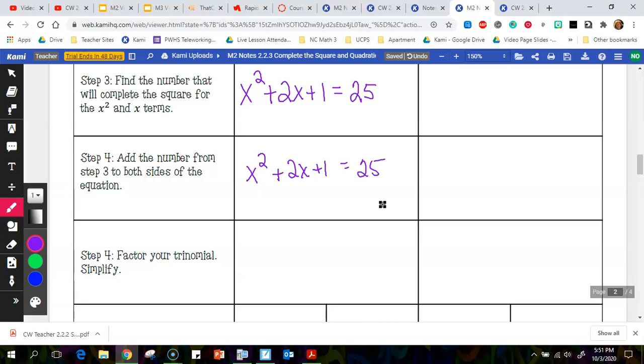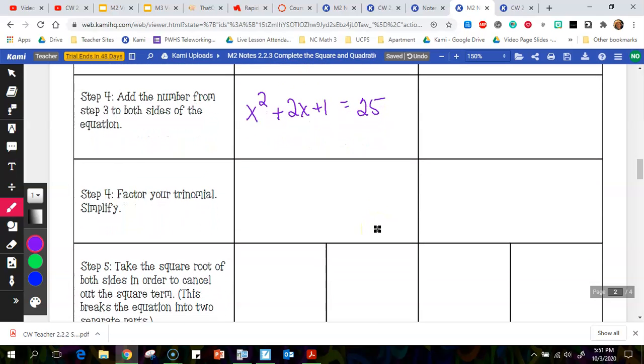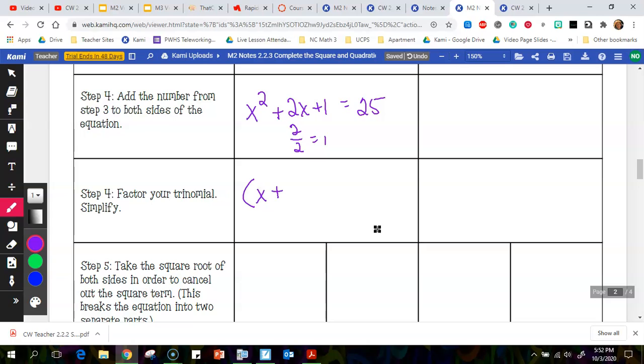Okay, and then I factor my trinomial. Because I've just made a perfect square trinomial, all I need to do again is divide the 2 by 2. That equals 1, so that's going to be what goes in my parentheses: (x plus 1) squared equals 25.